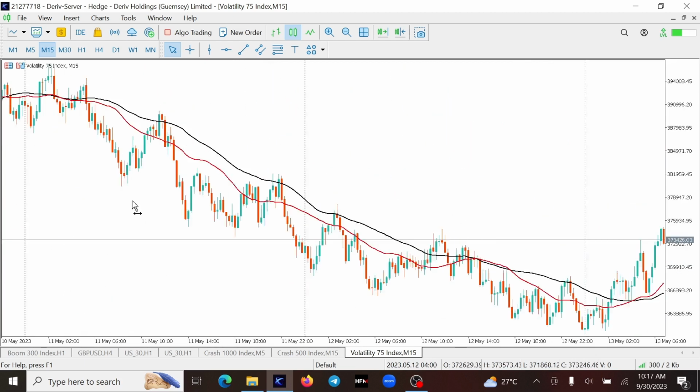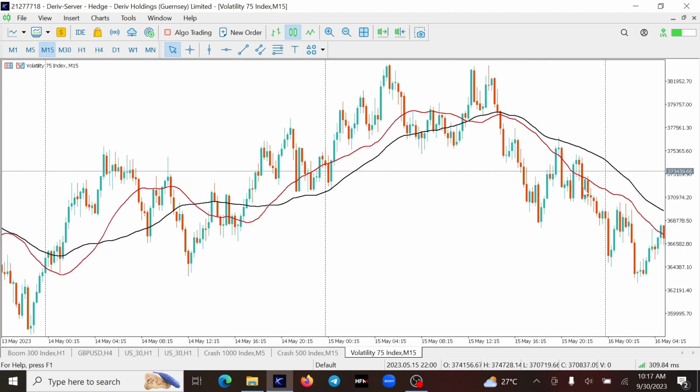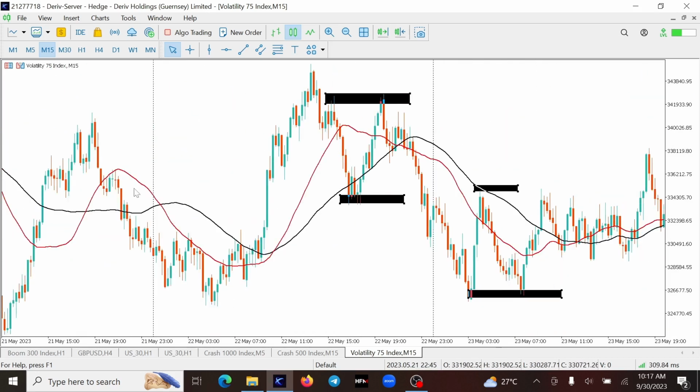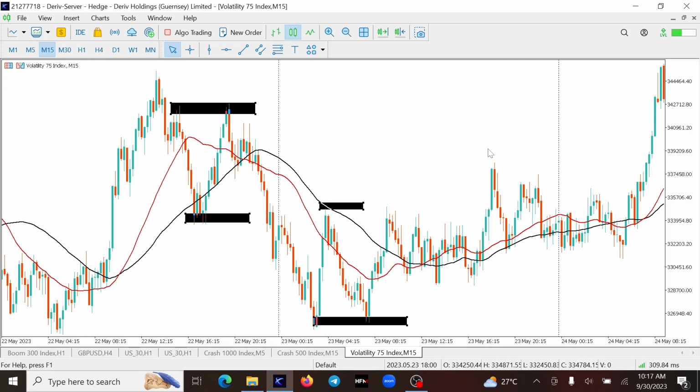Like I said, it is not just catching a long pip. It is sniper entry, sniper entry. So you need to practice this thing. You need to practice it and back test.